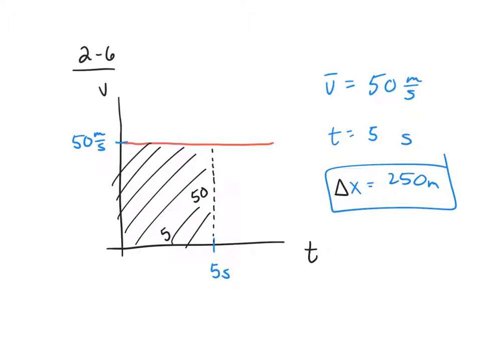So what I'm recognizing is that the area under a V versus T curve gives change in position.